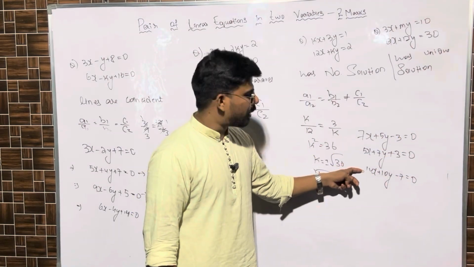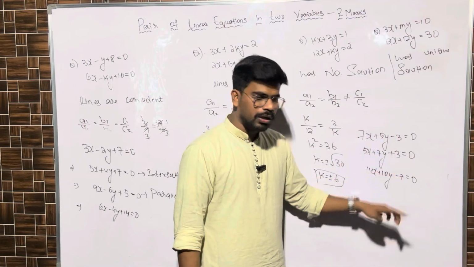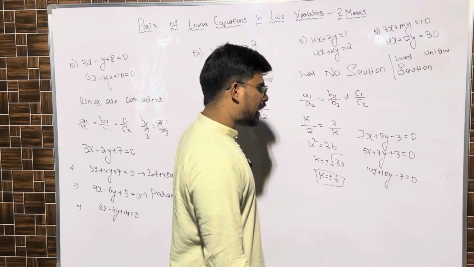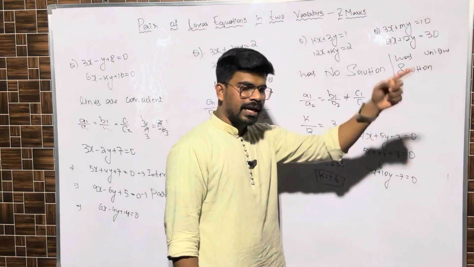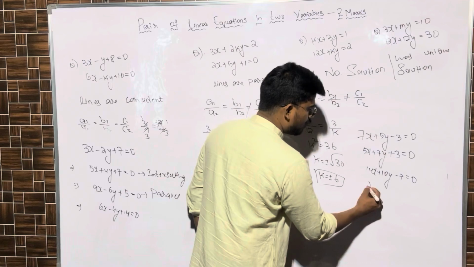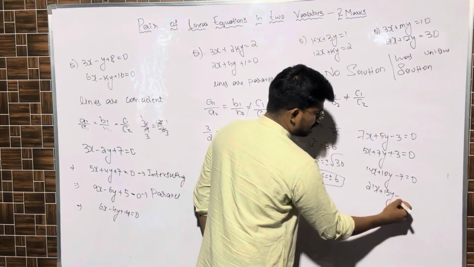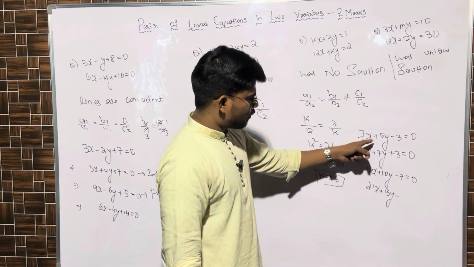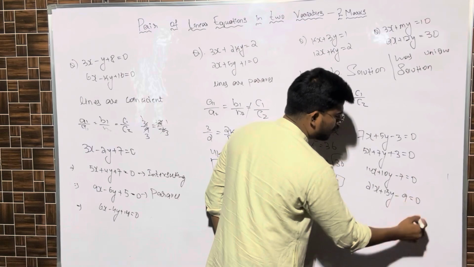7 by 14, 1 by 2. 5 by 10, 1 by 2. A1 by A2 is equal to B1 by B2 is not equal to C1 by C2. Another line which is coincident. We've multiplied by 2. Multiply the entire line with 3. 3 7s are 21x plus 3 5s are 15y minus 3 3s are 9, correct, is equal to 0.